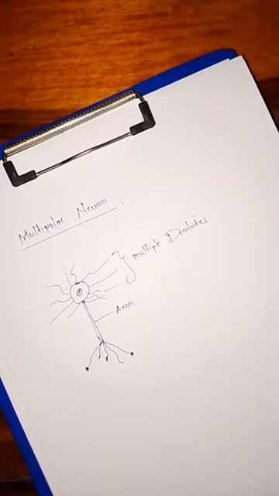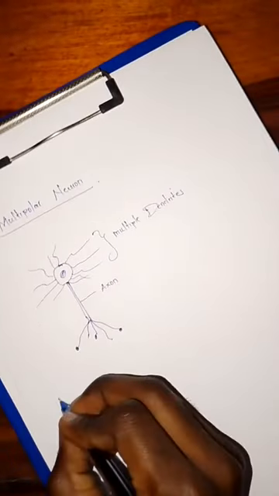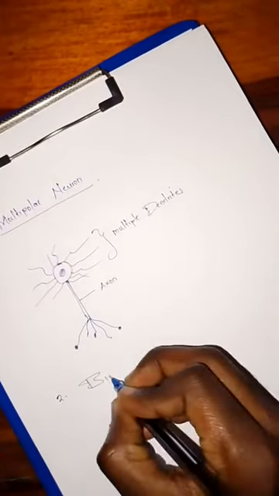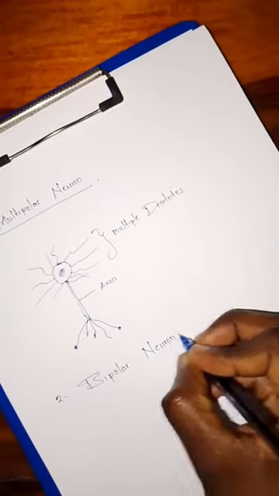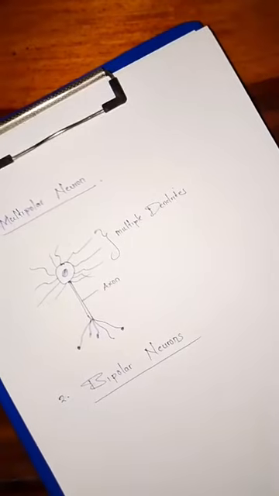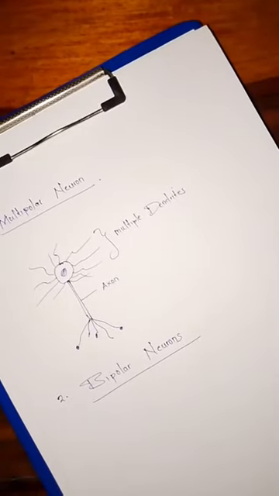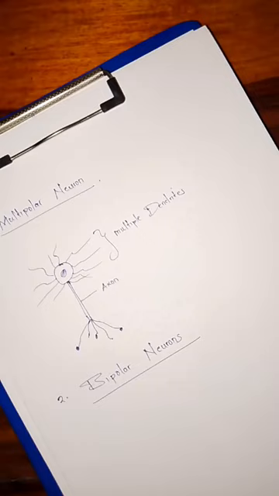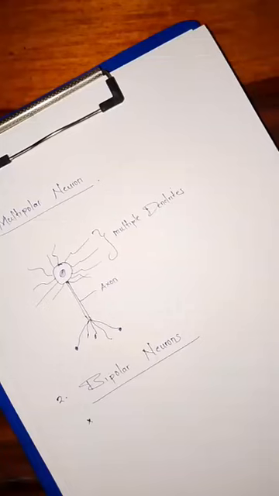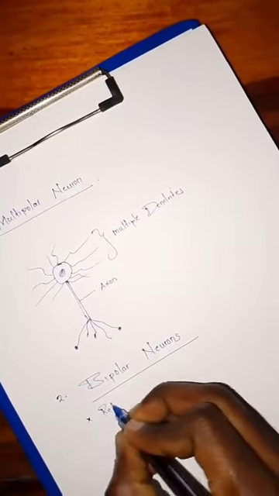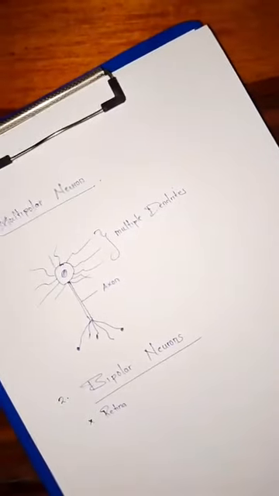Then we also have another type of neuron, which is known as bipolar neurons. These bipolar neurons have one main dendrite and one axon. And we have to mark that they are found in specialized sensory organs. These specialized sensory organs include organs like the retina. That's where you're going to find these bipolar neurons.